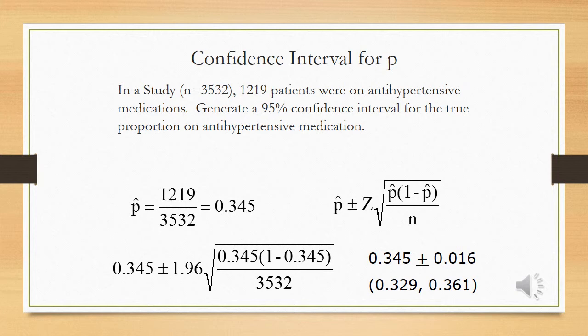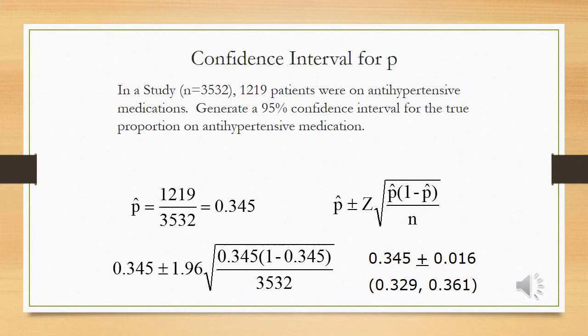Now over here, we have two things to do. We need to find, first we'll find the proportion, and then find the true proportion by using the confidence interval formula. So here the proportion of course will be x over n. So x will be that particular subpopulation that we're looking for. So here, how many patients were on the antihypertensive medication? There are 1,219. So we'll divide that by the total population, which will give us p equals 0.345.